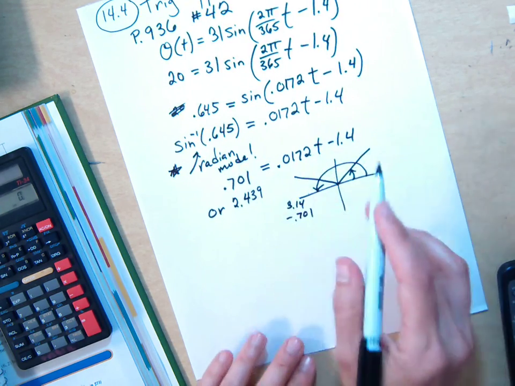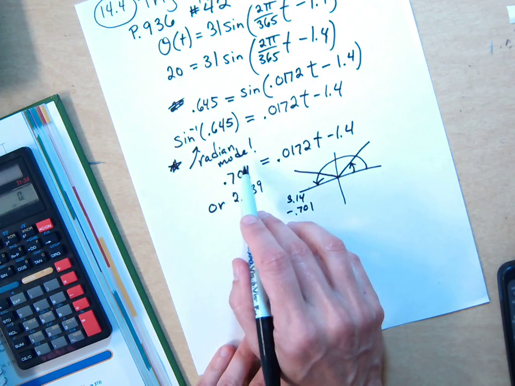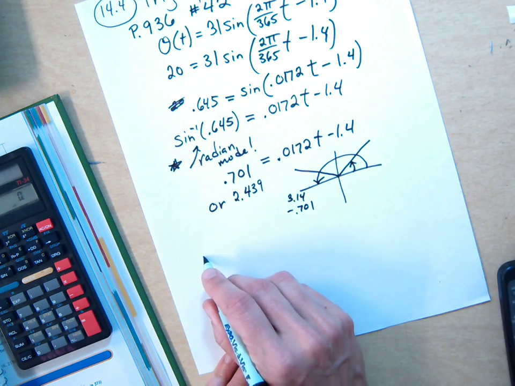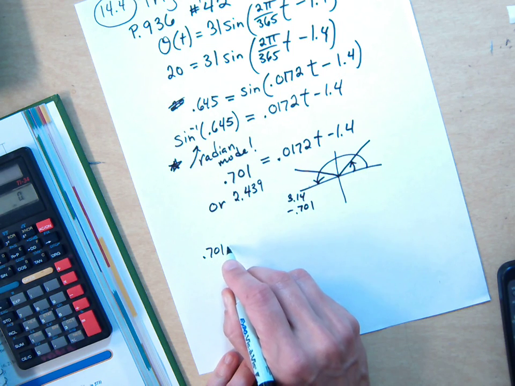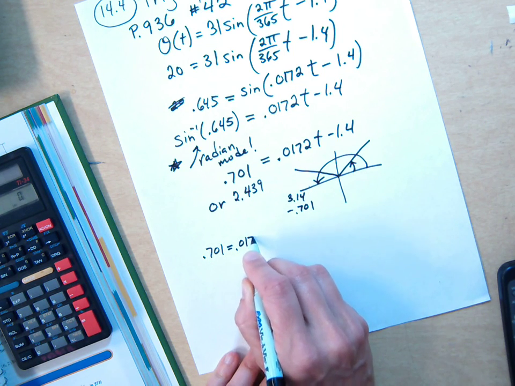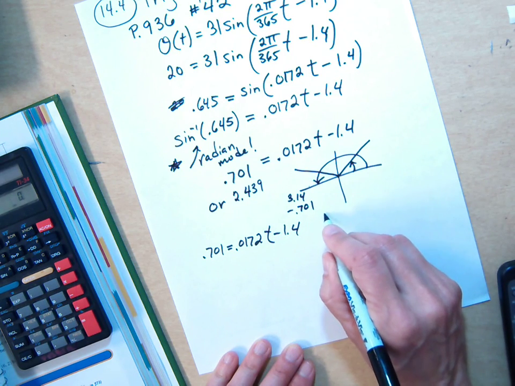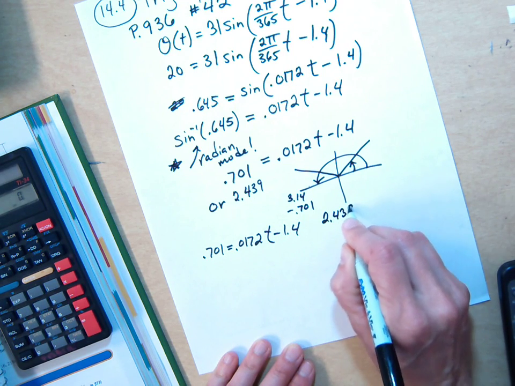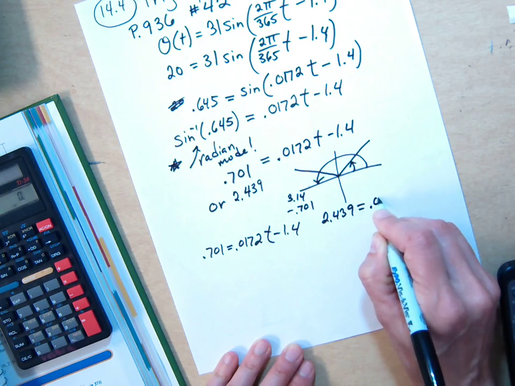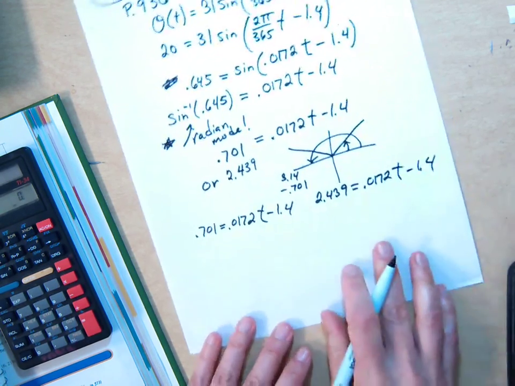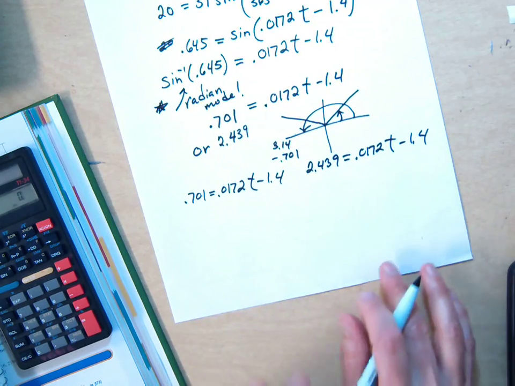So first, well, I want to organize this. This will be my first equation, 0.701 equals 0.0172t minus 1.4, and the other one will be 2.439 equals 0.0172t minus 1.4. We're almost there. We just gotta solve for t.